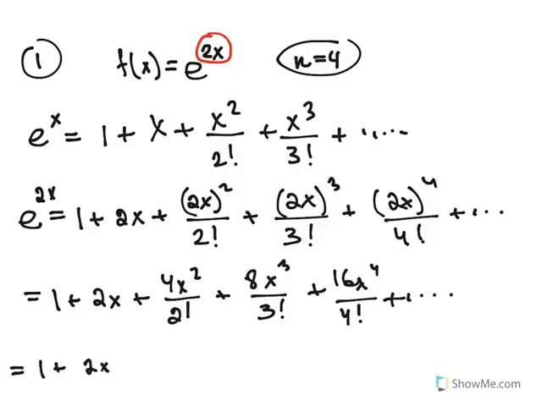So 2 factorial is 1 times 2, which is 2. 4 divided by 2 is 2, so you just get 2x squared. Next, 3 factorial is 1 times 2 times 3, which is 6. And 8 over 6 gives you 4 over... you know what, let me just do this.